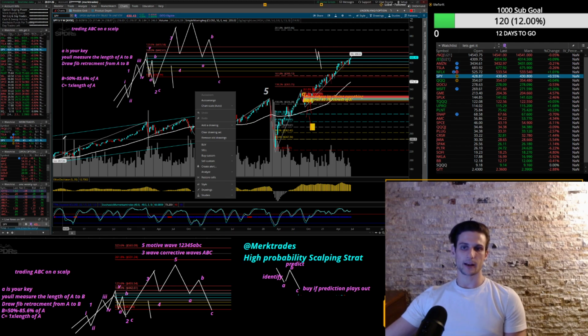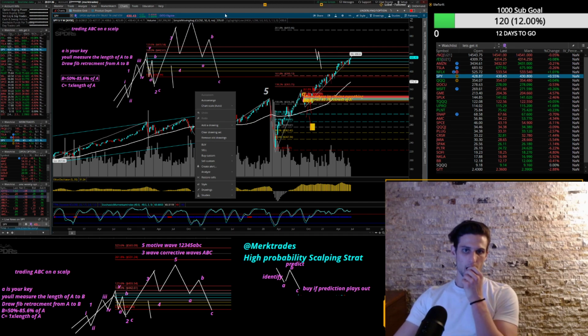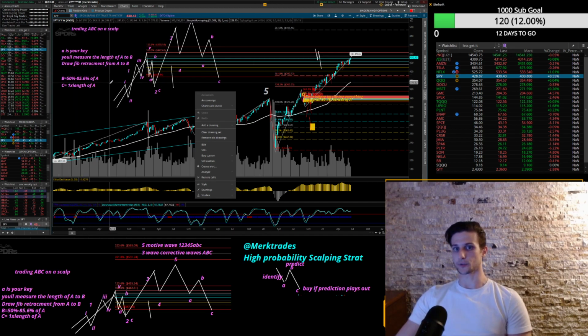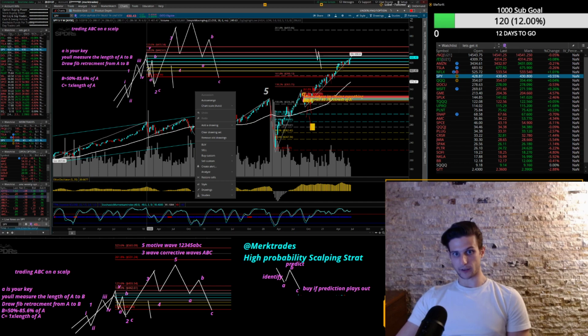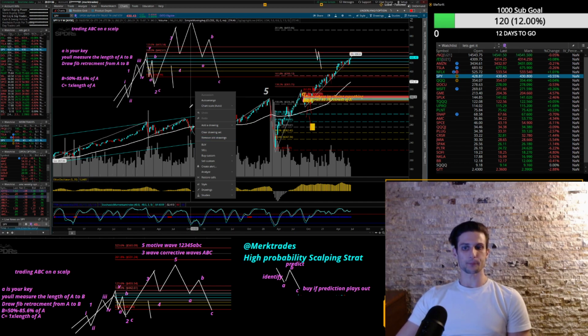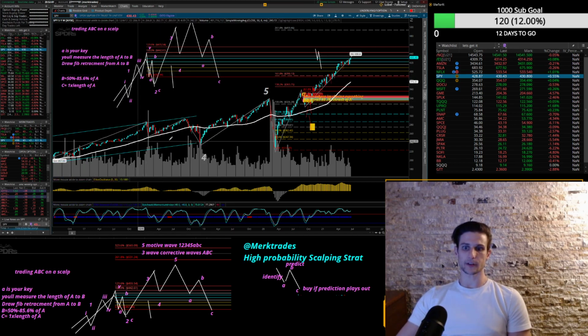And this corrective pattern happens to be the most common corrective pattern you will see. It's a simple ABC, and the rules to it are listed to the bottom left of my stream here. A is going to be the key that you use. So you will draw a line from the top of A down to the low of A, and then you will draw a fib retracement. Now, you drew the line because you can duplicate it and then pull it all the way over and use it for your estimation of C. So B will land in the 50 to the 85. We will show you that right now.